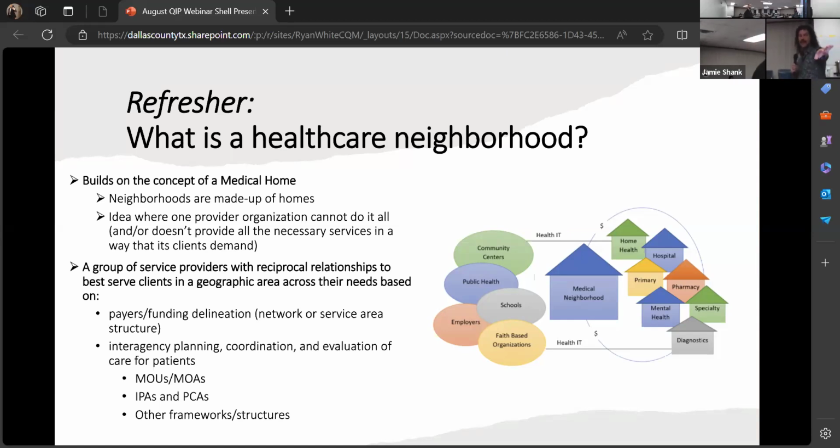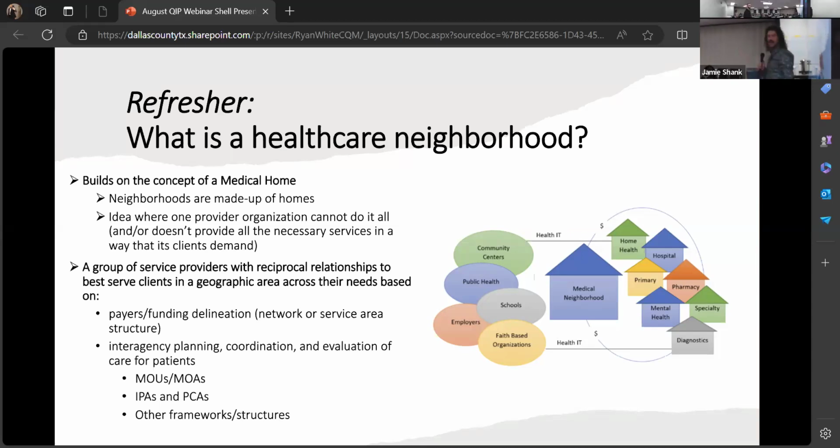And it's the idea where one provider cannot do it all, or doesn't want to provide, or is not able to provide all the services, or is unable to provide services in a way that all people would want or need to have. And that makes sense, right? Like, there are things that you really like as a human being about where you get one aspect of your care, but you're like, I wouldn't get my lab there. I'll go over here to this center.